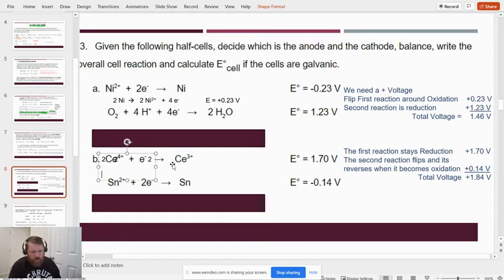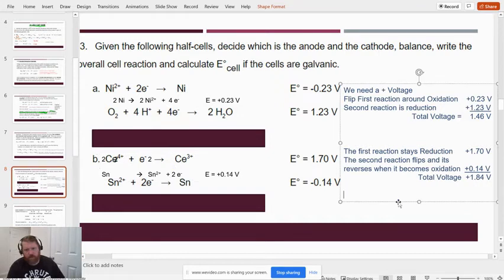Then I'm going to flip this reaction around. Sn becomes Sn2+ and 2 electrons. And that's going to flip this voltage to positive 0.14 volts. There we go.